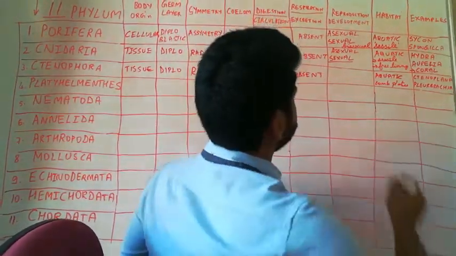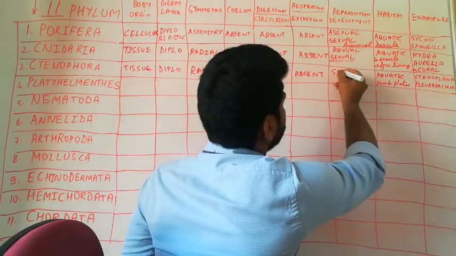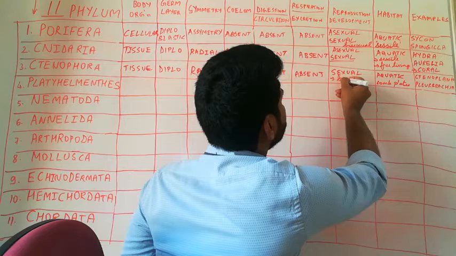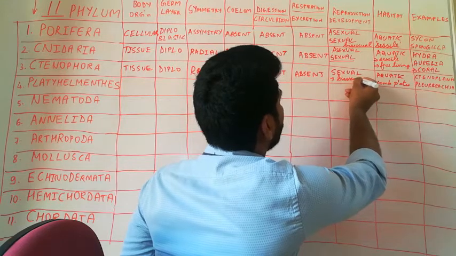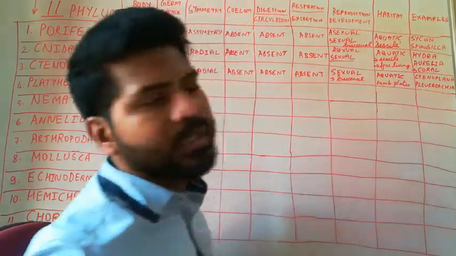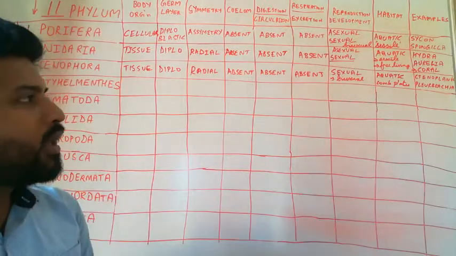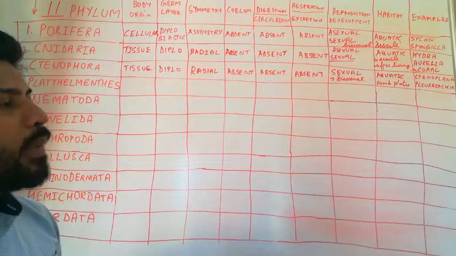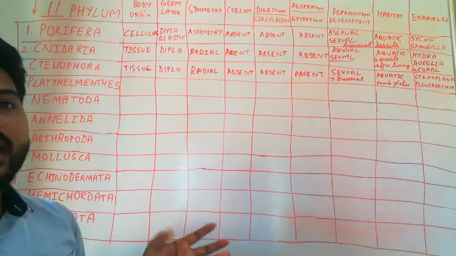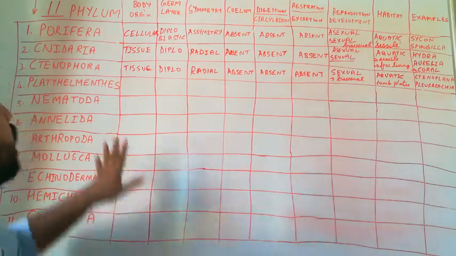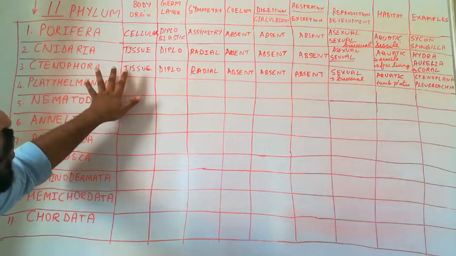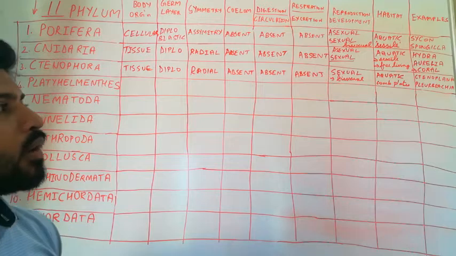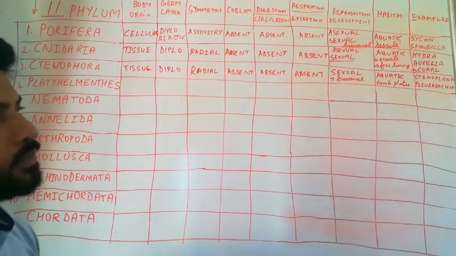Ctenophores show sexual reproduction, and once again organisms are bisexual. There is no separate male and female. Fertilization is external and development could be direct or indirect. That is about the third phylum, Ctenophora, called comb jellies or sea walnuts.